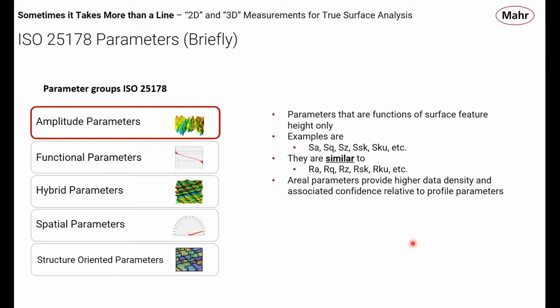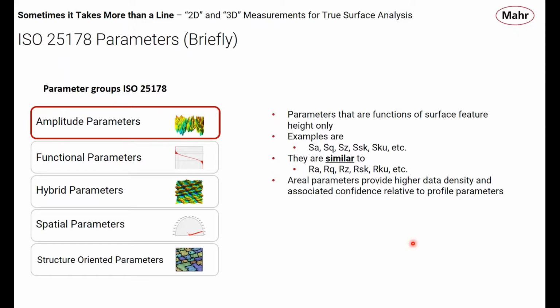SA is not equal to the average RA of all of the profiles in the surface, right? So there's going to be some difference between the two, but it's a very, very subtle difference. And in most cases, in practice, it makes no real big difference. So they're very, very similar is the point for all of that. The biggest advantage to the areal parameters is we just have such a big data density.